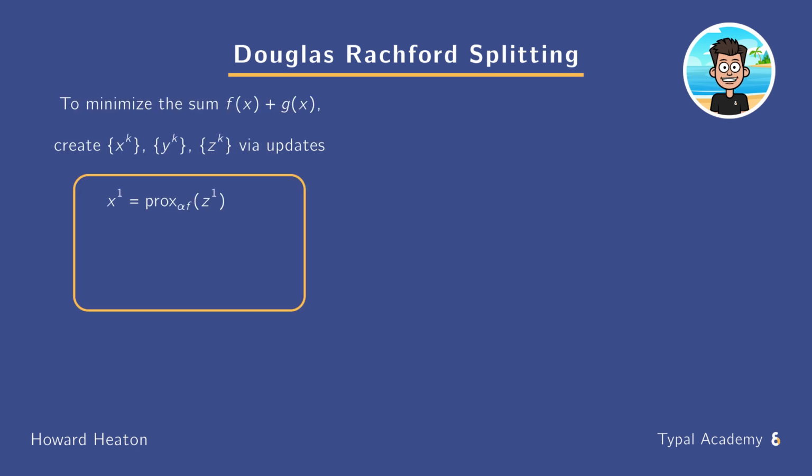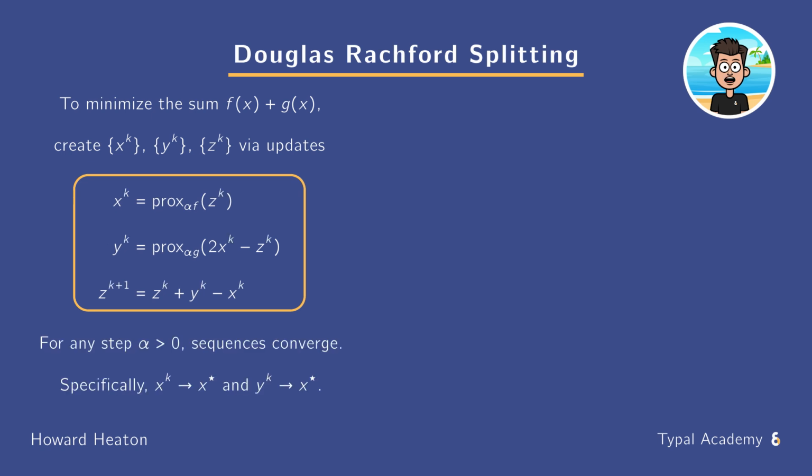With Douglas-Rachford splitting, what we do is create three sequences using some initial point z1 and step size alpha. We start by first applying the proximal for f to z1 to get x1. We then apply the proximal for g to 2 times x1 minus z1, to get y1. Then we update z by adding our value for y1 minus x1. This process is then repeated over and over to generate successive solution estimates xk and yk.